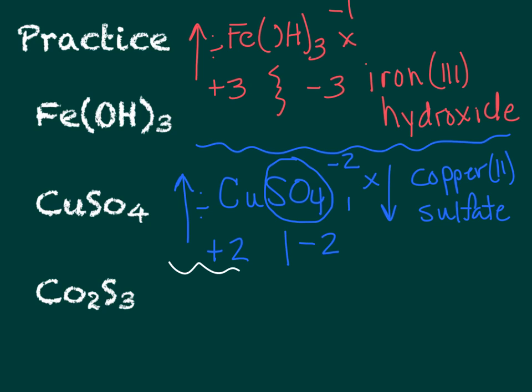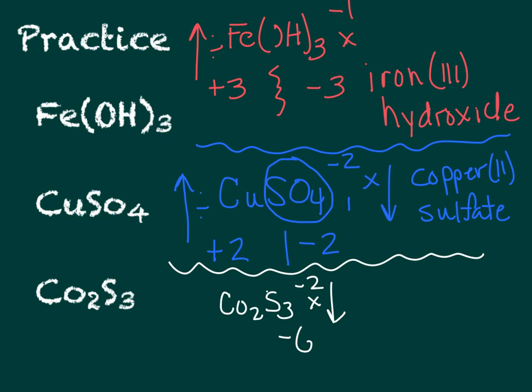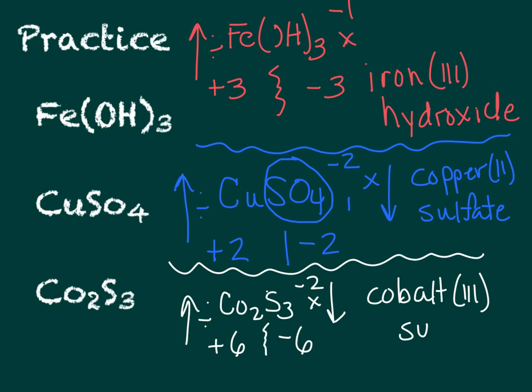For my last problem, I have cobalt and sulfur. So when I write the charge for sulfur, I know that it's a -2 based on its location on the periodic table. I multiply down and get a total -6 charge. That means I must have a +6 charge on the positive ion side. I divide up, so 6 divided by 2 gives me a +3. So this is going to be cobalt 3 sulfide.